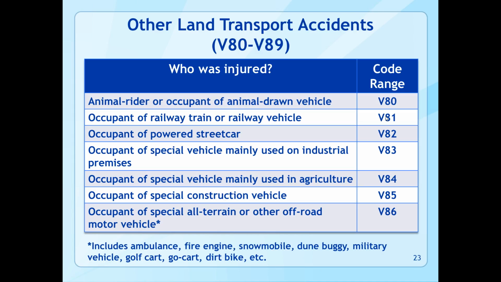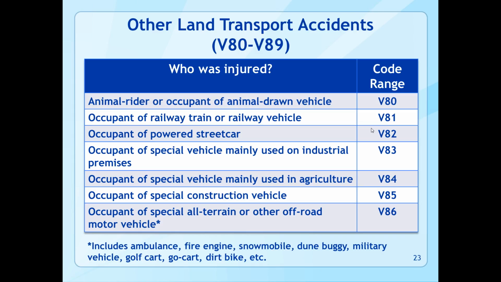There are also codes for special vehicles used primarily in agriculture, such as tractors or trailers, special construction vehicles, such as bulldozers or dump trucks or mechanical shovels. And then this last category, all-terrain or off-road motor vehicles. This one's sort of important because it also includes such things as ambulances and fire trucks. I know there's a lot of interest in injuries that result from ambulances. So if an event involved an ambulance, you might want to look at this series of codes.